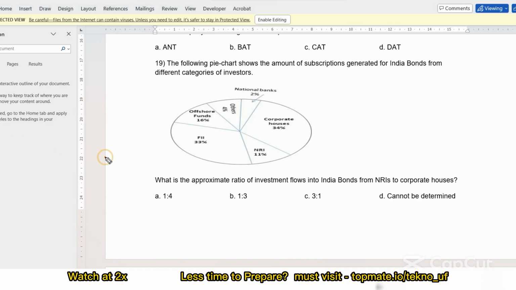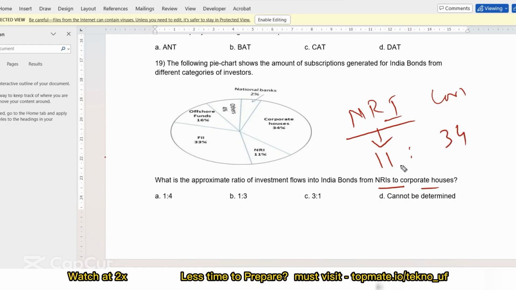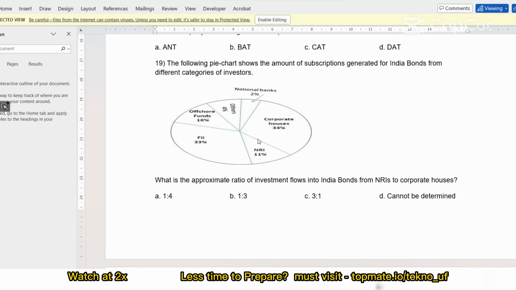Okay, I hope you have tried. So now NRI to corporate, right? What is the percentage of NRI? That is 11%. And what is the percentage of corporate? That is 34. Now if we calculate, we get that it is nearly 1 is to 3, right? So 1 is to 3 is the correct answer. There is no rocket science in this question. This will be in the analytical reasoning section, so you have to be very careful about that.